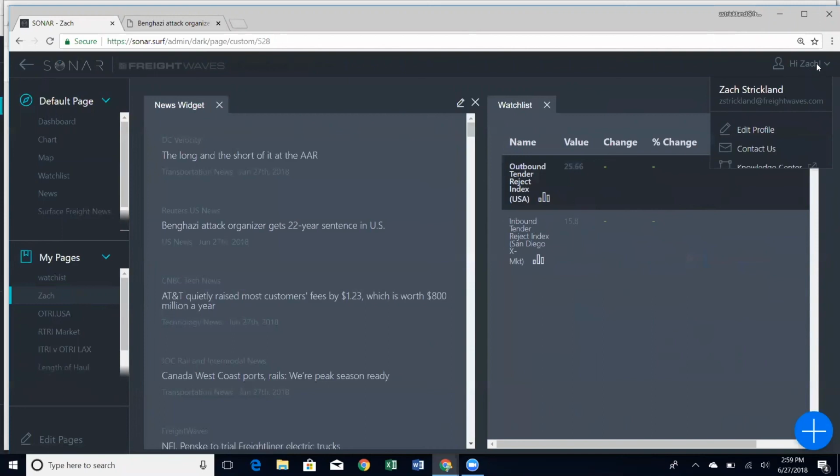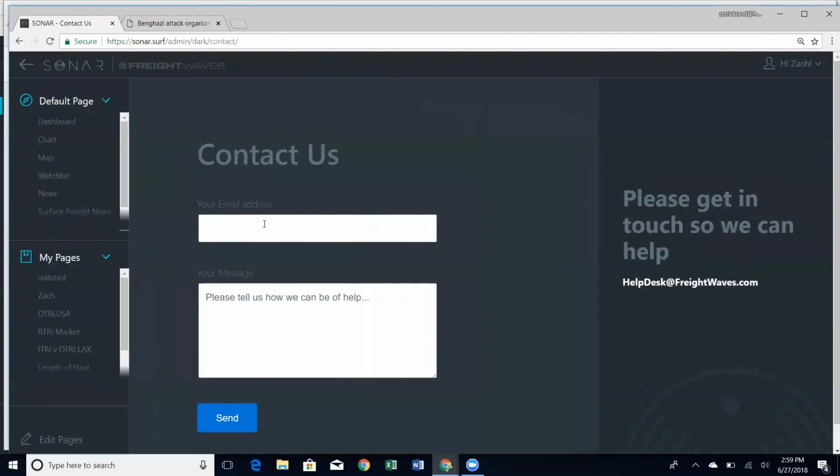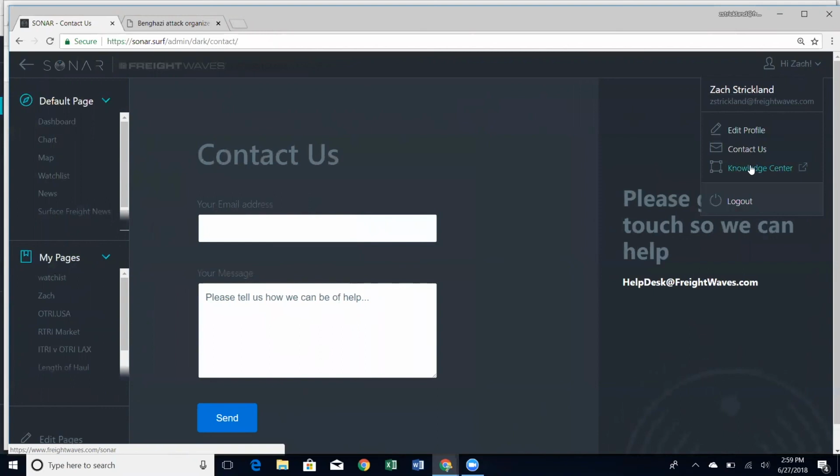And just a last reminder, under your name in the top right corner, when you log in, you have the ability to contact myself and my team under this contact us email, which will bring you to a screen where you can type in your email and tell us what you'd like to know, or any questions you may have. Also there is our knowledge center. If there are a lot of other third-party data sets and indices that we have that we didn't go over in this webinar, if you click on this knowledge center link, you will be taken to see all of the data that we have available in SONAR.